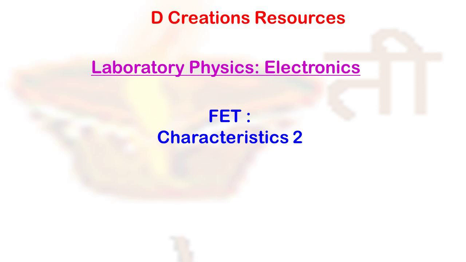So one should understand that apart from the junction FET, there is another device which is quite important and most commonly used, which is the MOSFET. MOSFET stands for metal oxide semiconductor FET, and there you will find that the input impedance is much larger, and that is usually preferred in integrated circuits.